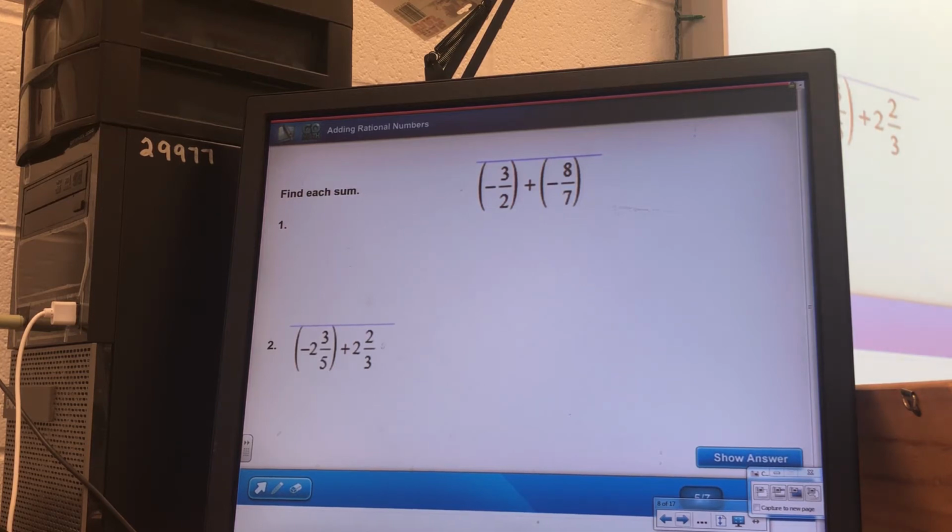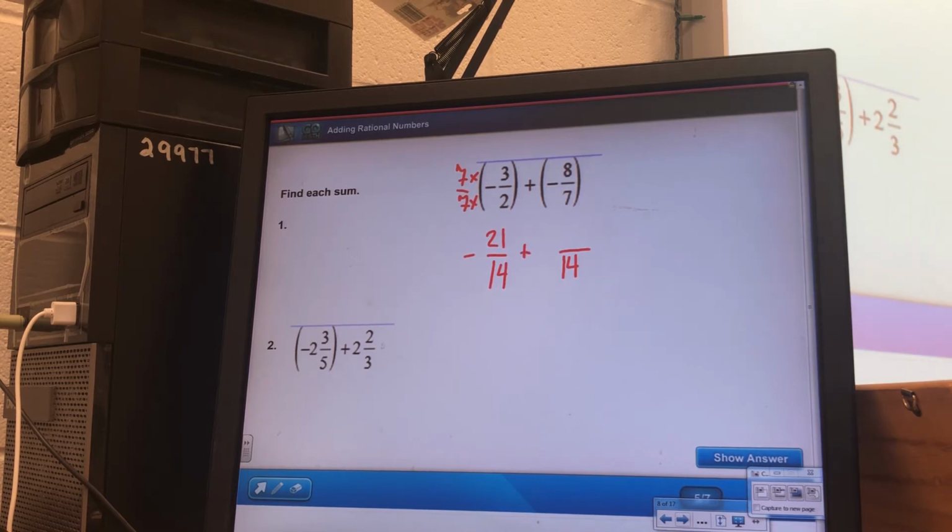So we should sit back and think of our least common multiple that we could use as a common denominator. And this one's kind of easy. We know 2 can't go into 7, but we know 2 times 7 is 14. So our common denominator for this problem will be 14. But now we have to come up with our numerators, okay? What times 2 gets us that 14? Well, we know that 7 times 2 will get us the 14. So we're going to multiply negative 3 halves by 7 over 7 to get us negative 21 over 14.